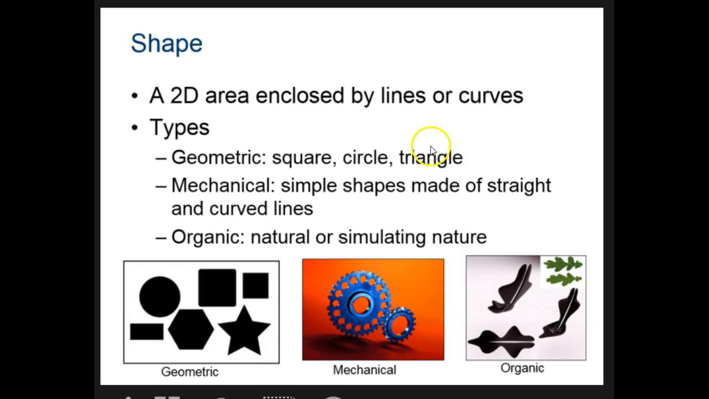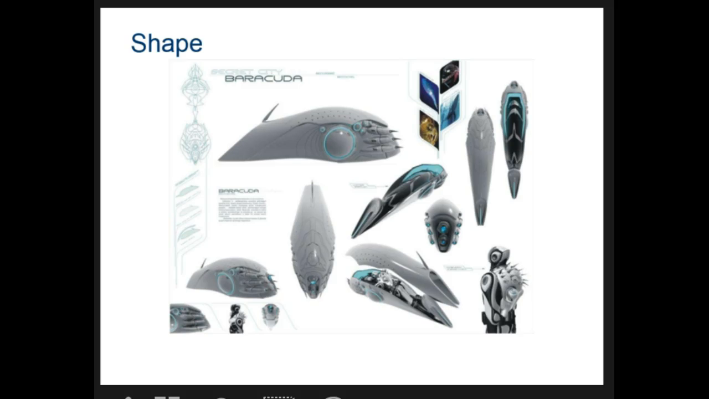Okay, shapes. Here we're talking about just 2D shapes. These are flat geometric items. There's geometric, mechanical, and organic. You'll want to write these definitions down. And they make a difference when we start designing things. Look in here and look for the different geometric shapes you can find.